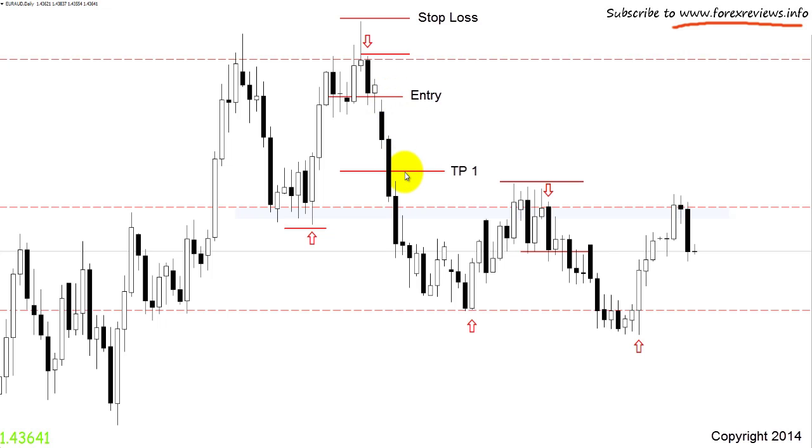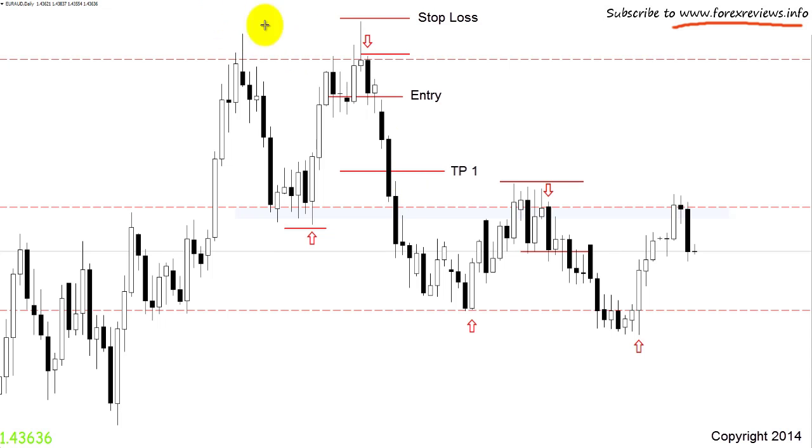This is where you'd take your first position off at a 1-to-1, right? Depending on how much you're risking. So if you're risking less, you would have been taking it off around here. If you're risking this much, which is what we're showing here, you'd be taking the first position off here.